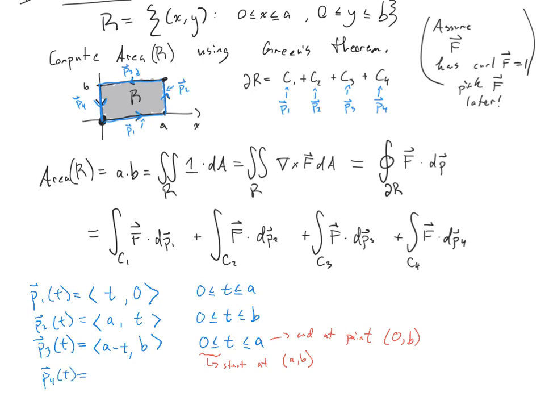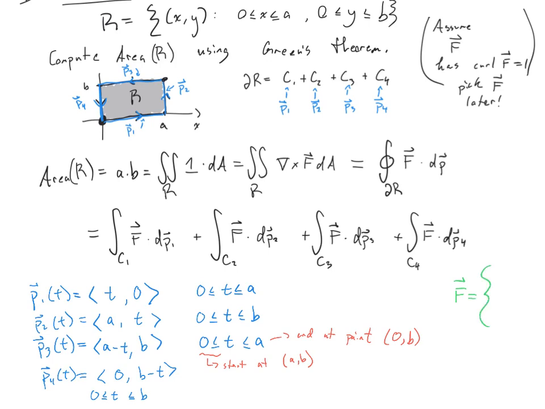I'll just make it here the x component's always 0, and my y components are starting at b and going down to 0, so they'll be b minus t for the same reason. And that gives me all the data I need to unpack each of these separate integrals. And my only remaining choice is, what do I want f to be?